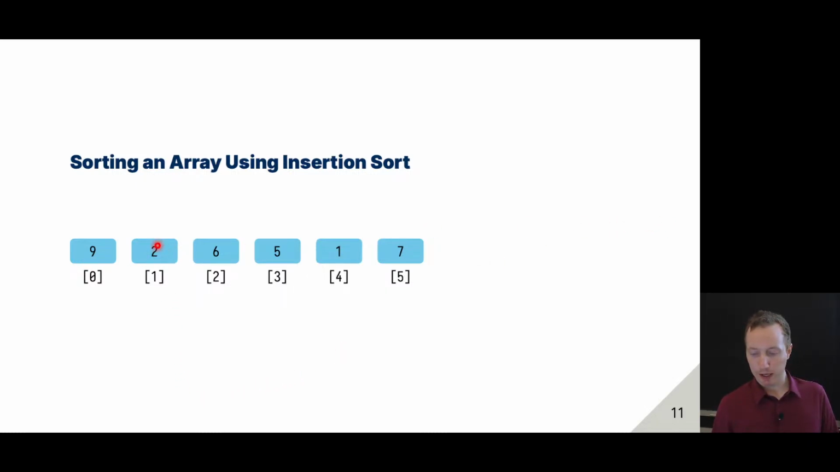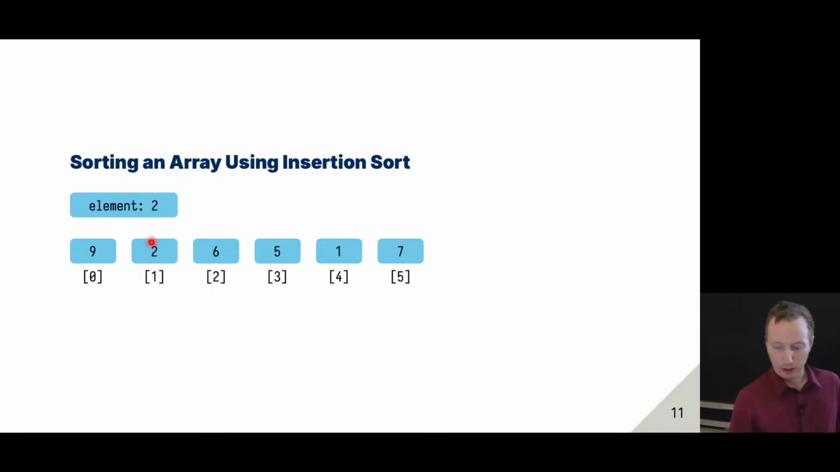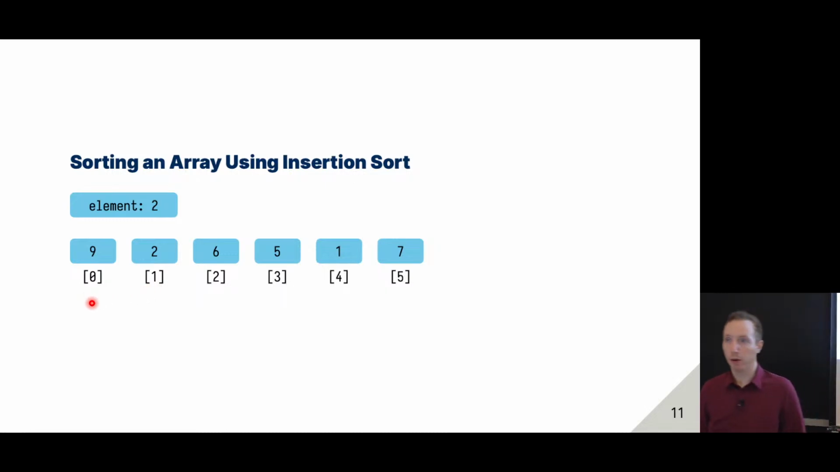So I take element 2 and figure out where it goes, and it will either go in index 1 or index 0. What I would do is take that element 2, look at the element right before it, and decide whether I need to shift that one over to the right. Since 9 is greater than 2, my number should come before it, so 2 should come before it.